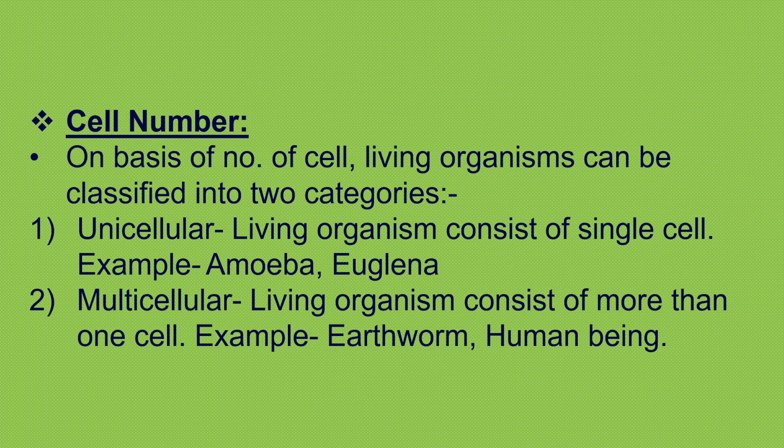Cell number. On the basis of the cell number, living organisms can be classified into two categories, unicellular and multicellular. As the name itself suggests, unicellular are the living organisms which consist of only one cell. Examples are amoeba and euglena. Multicellular are the living organisms which consist of more than one cell. Examples, earthworm, bean.